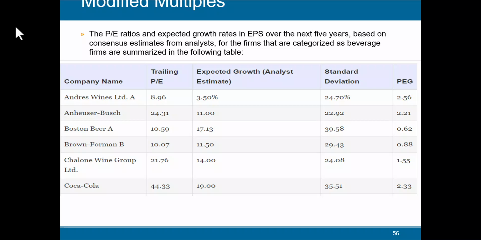Now, suppose these are the companies which are given to you. These are all US-based companies, and for any industry you get 20 companies there, you can get 6, 5, 3. These are all wine companies: wine, beer, cold drink, Coke, Pepsi Cola is there. So the trailing PE ratio, the expected growth, the standard deviation which gives you the risk of the company, and the PEG ratio are given. This list runs into about 2 pages.